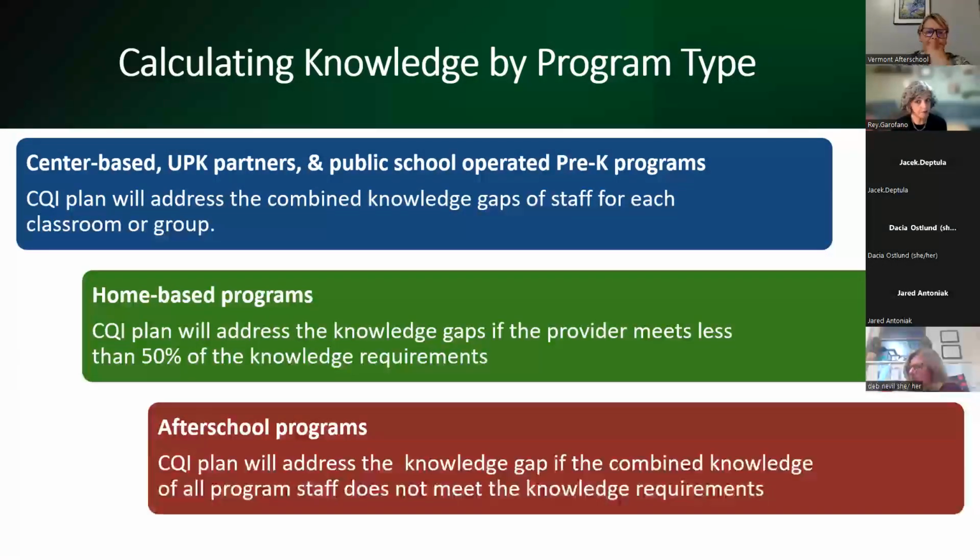So knowledge by program type is going to differ, obviously, for each different program type. So for after-school programs, the CQI plan will address your knowledge gap if the combined knowledge of all program staff does not meet the knowledge requirements. So we are not looking for every single staff member to know everything in all the elements. We're looking at combined knowledge of all your staff, your whole team, and making sure that the knowledge is within the program.